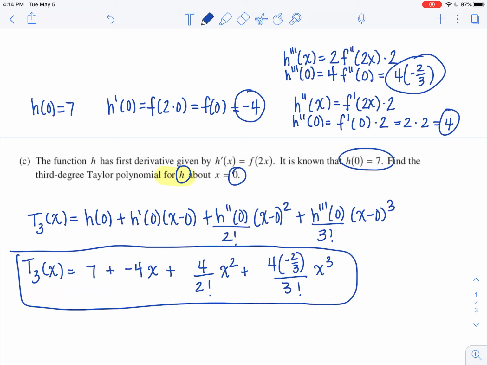And then you also have to make sure that you're familiar with Taylor and Maclaurin polynomials, like approximations and things like that.